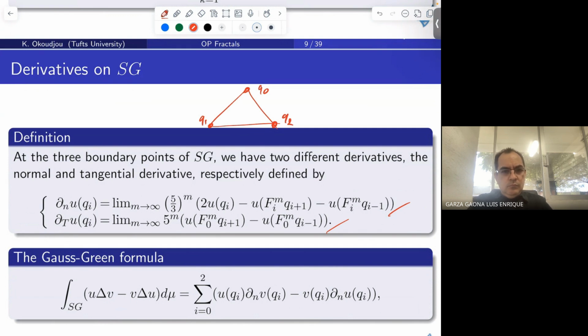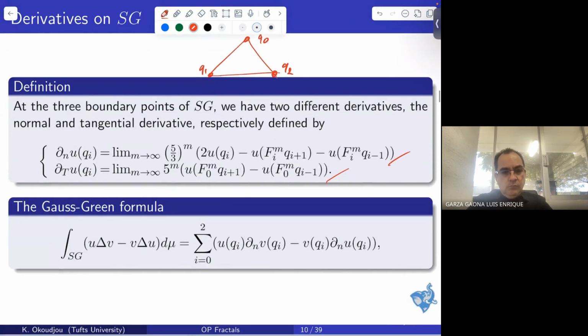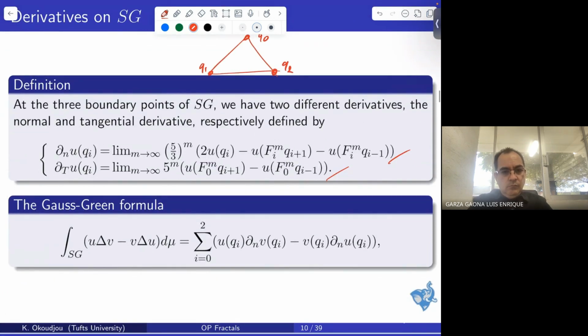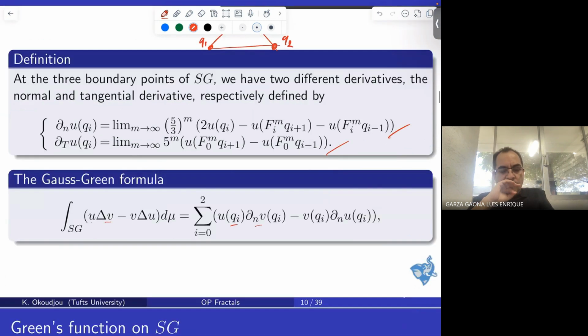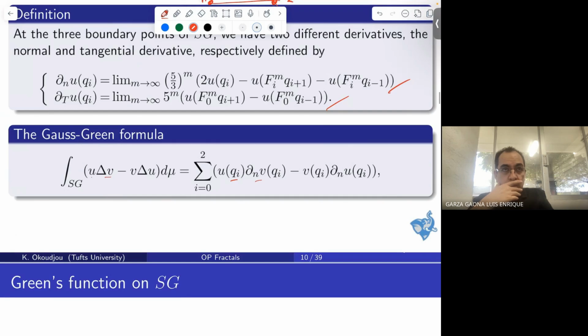If you piece all these things together, you can have an equivalent of the Green-Gauss formula. It says that if I take the integral over the Sierpinski gasket of u multiplied by the Laplacian of v, minus v times the Laplacian of u, then I'm just dealing with boundary values here: the value of u at the boundary and the value of the normal derivative of v at the boundary, and vice versa. So this is a valid formula.